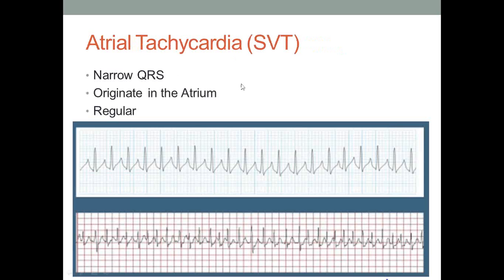So we talked about our SVT already. It's our atrial tachycardia. You're probably not going to see a P wave because it's so fast. And keep in mind again, as a reminder, the QRS complex is narrow, which means the impulses have originated in the atrium, above the bundle of His.